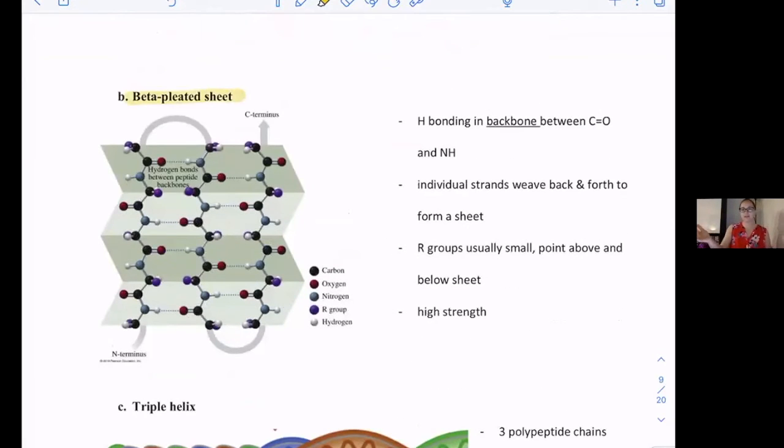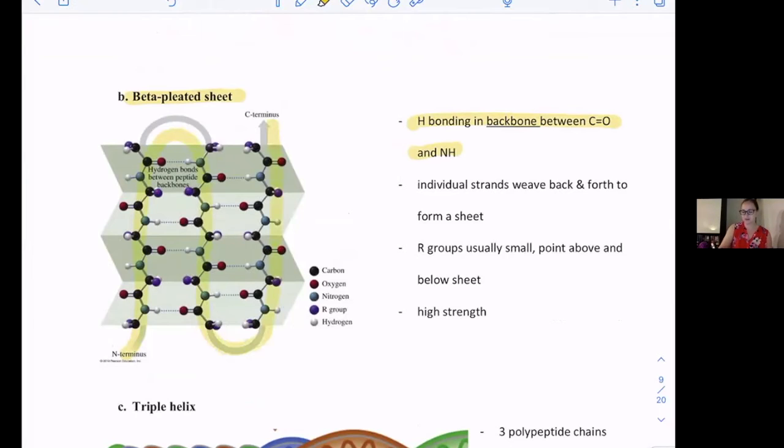So we had alpha, now we have beta. This is a similar interaction in which it's backbone, the same carbonyl hydrogen bonding to the NH. However, this time it's a different orientation. Instead of a spiral to have those backbones interacting, you have a zigzag.